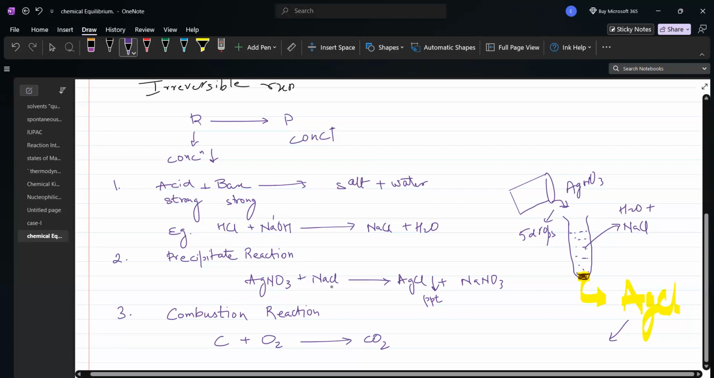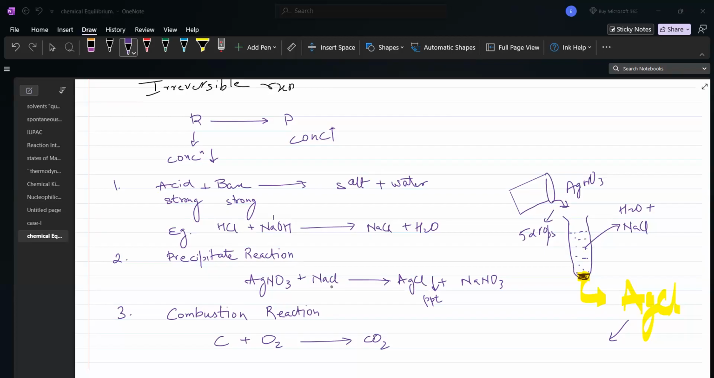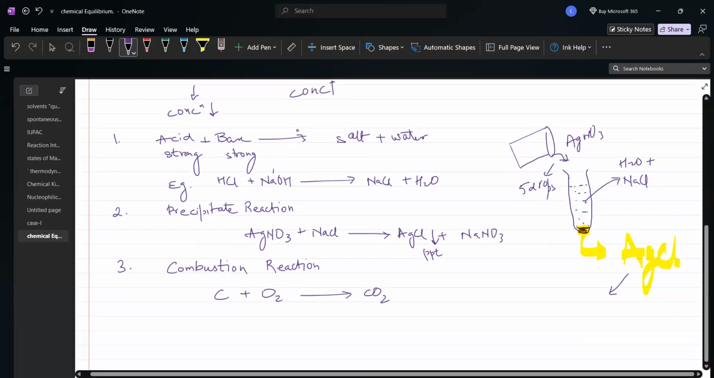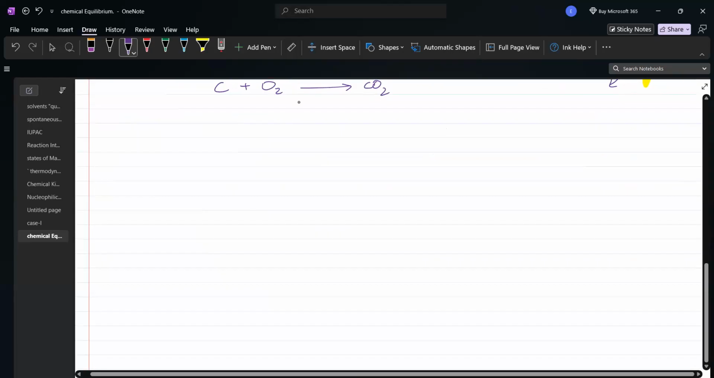Yes. Okay, so let's move on to the reversible reaction. There are two types of reaction: irreversible reaction and reversible reaction. So our main concern will be reversible reaction.